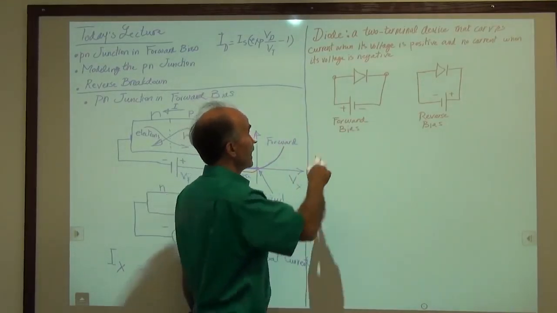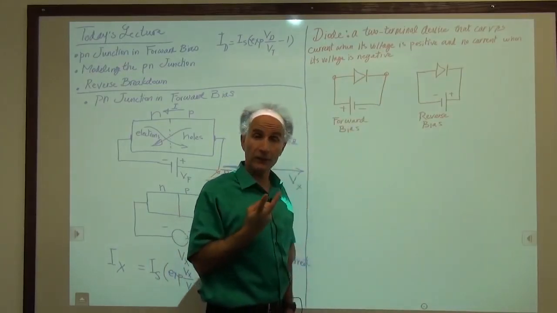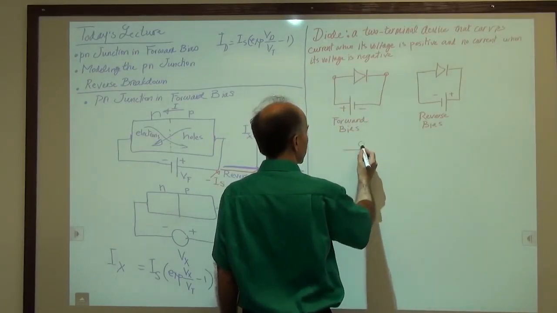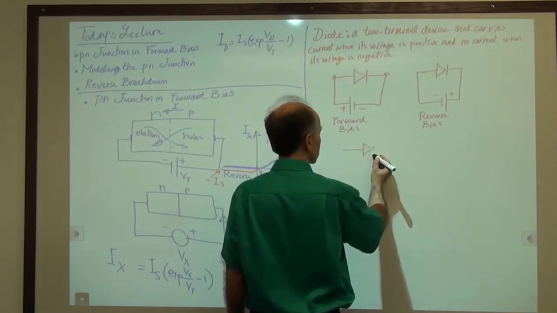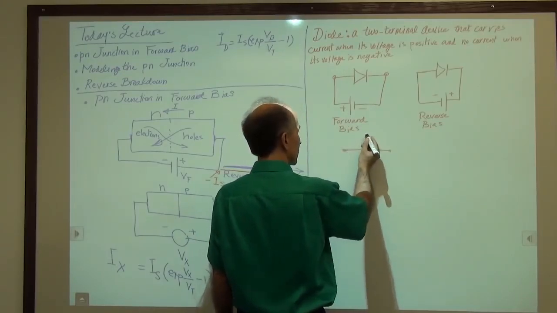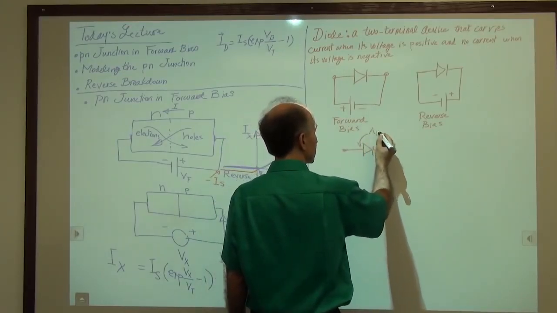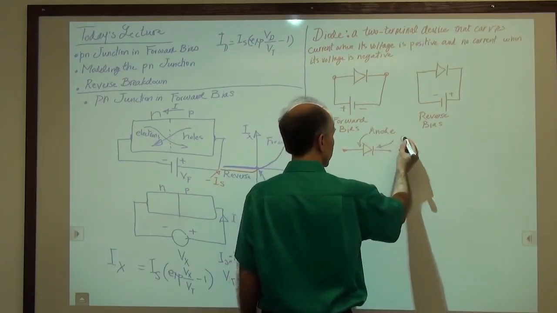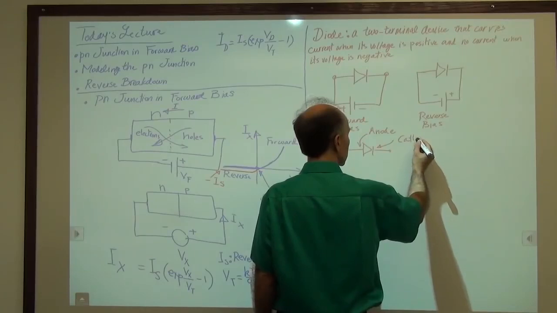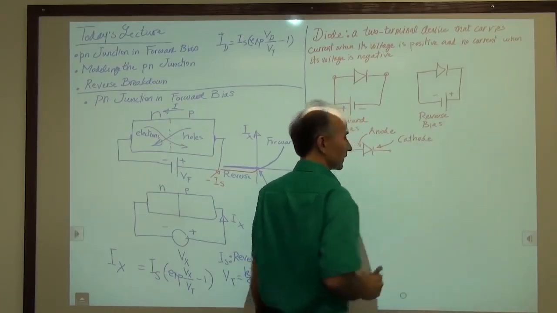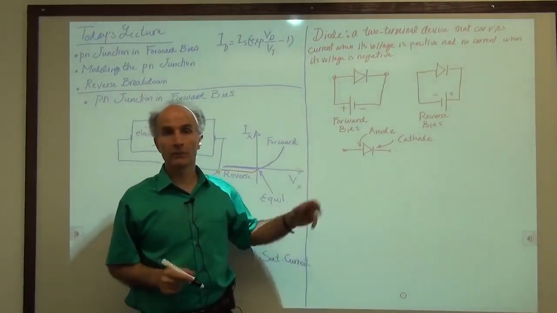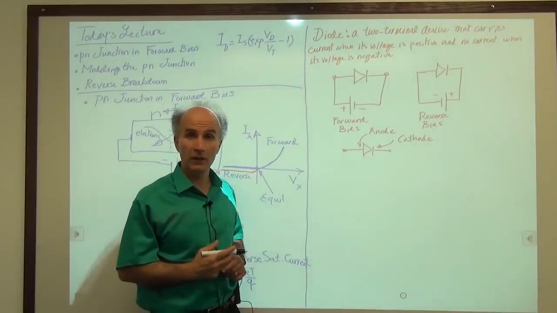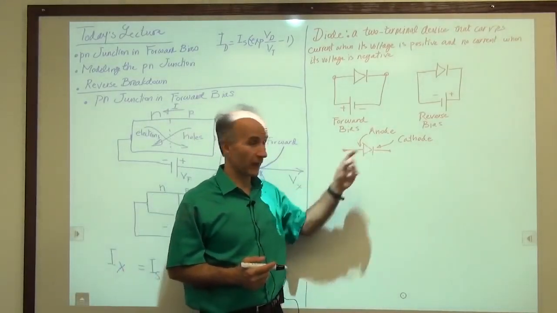And in fact, we even have names for these two terminals because they are different from each other. So the names that we use are, if you have a diode like this, this terminal is called the anode of the diode, and this terminal is called the cathode of the diode. You will probably not remember this in a few weeks or in a few years, but it's good to just hear it at least once, that this is the anode side, that's the cathode side.